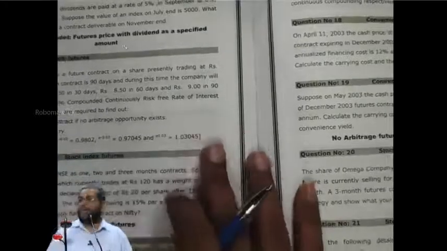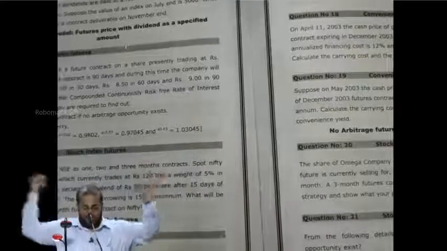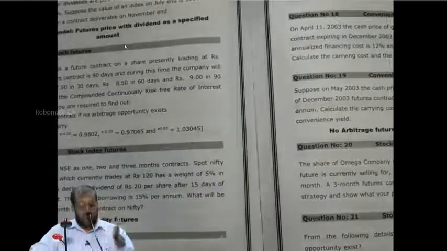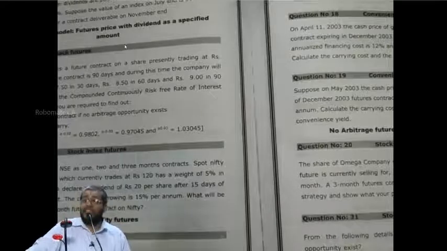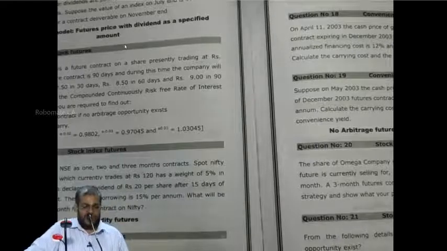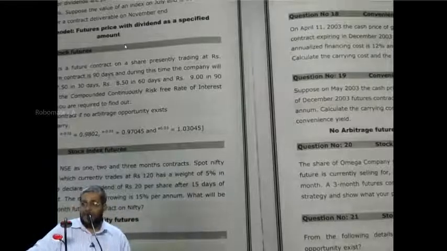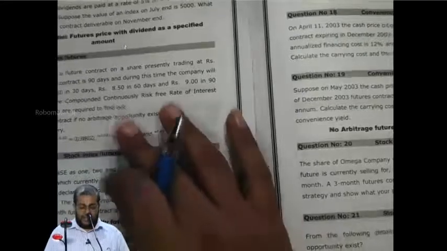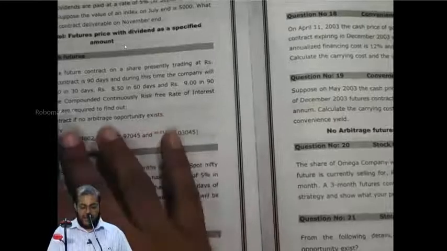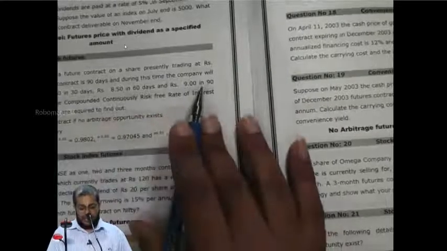Now we have to find out the fair futures price. What is the fair futures price? It is revised spot price into e power rT. What is the revised spot price? Spot price minus the present value of dividends. How many dividends here? Three dividends: present value of dividend 1, dividend 2 and dividend 3.